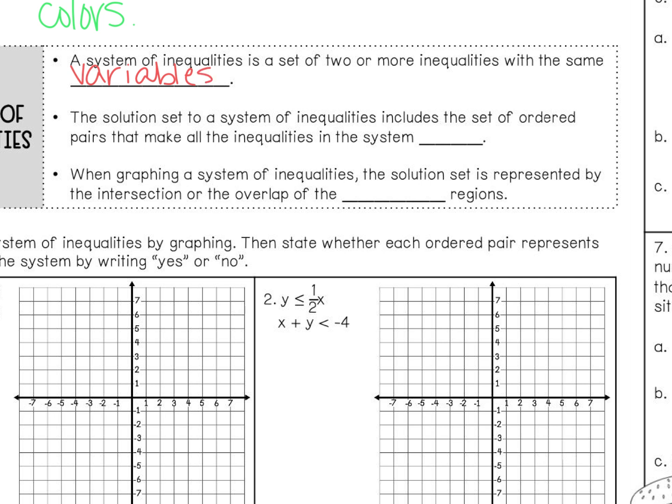The solution set to a system of inequalities includes a set of ordered pairs that make all the inequalities true. So just like before when we would plug in the xy coordinate to the system, it needs to say true in your calculator for both. When graphing a system of inequalities, the solution set is represented by the intersection or the overlap of the shaded or the colored regions.